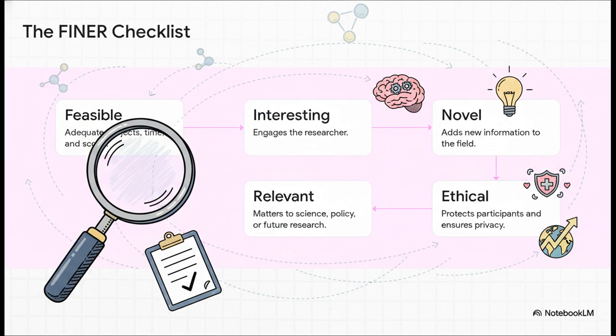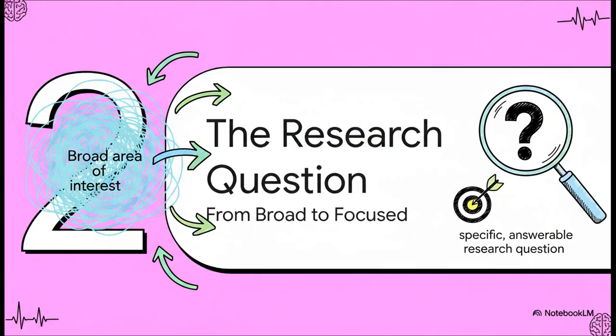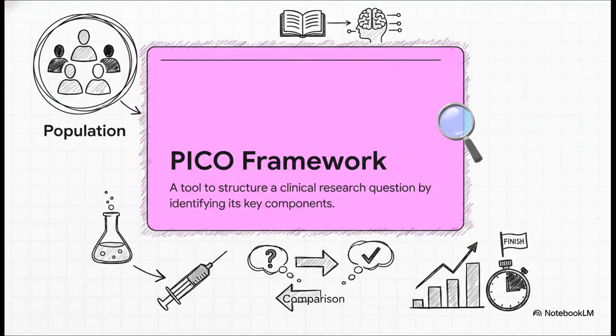So, once you've got a topic, the next big hurdle is to sharpen it. You have to go from this broad area of interest to a super specific, answerable research question. Honestly, this is where a lot of students get tangled up and where a good framework can make a world of difference. And for that, the PICO framework is just fantastic.